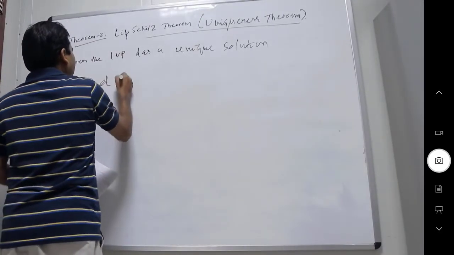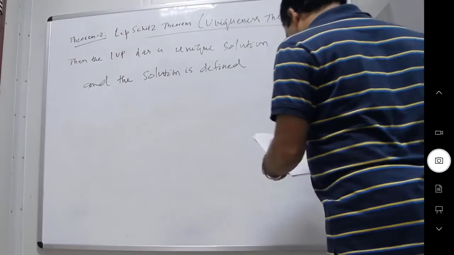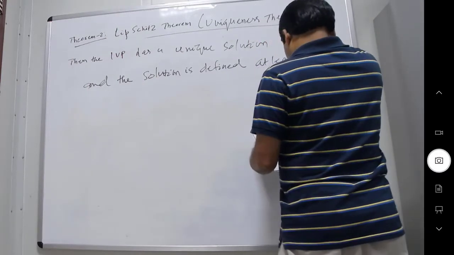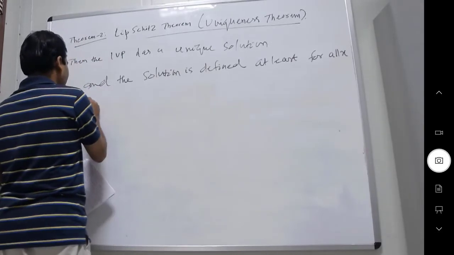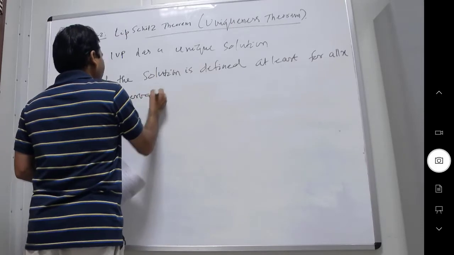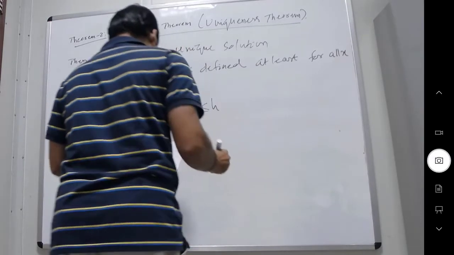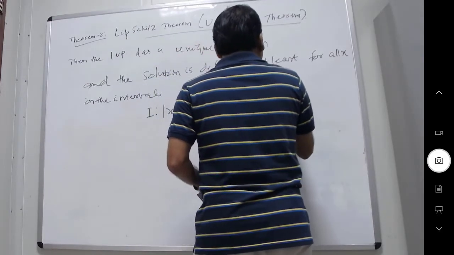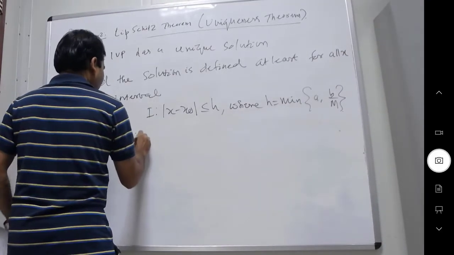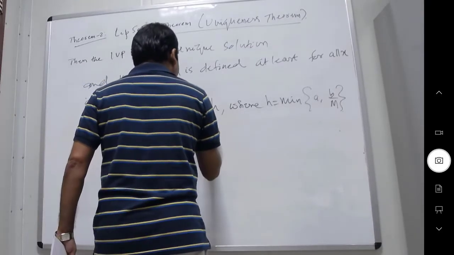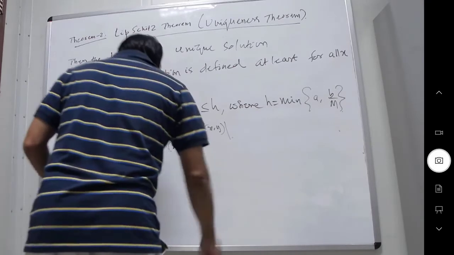and the solution is defined at least for all x in the interval I, which is |x minus x naught| is less than or equal to h, where h is the minimum of a and b by M, with M equal to the maximum of |f(x, y)|, where (x, y) belongs to that closed rectangular region R.